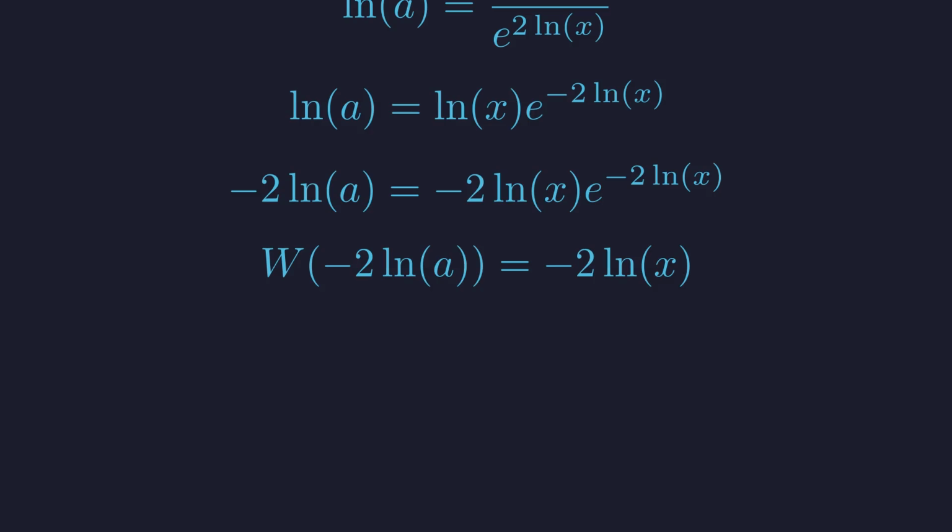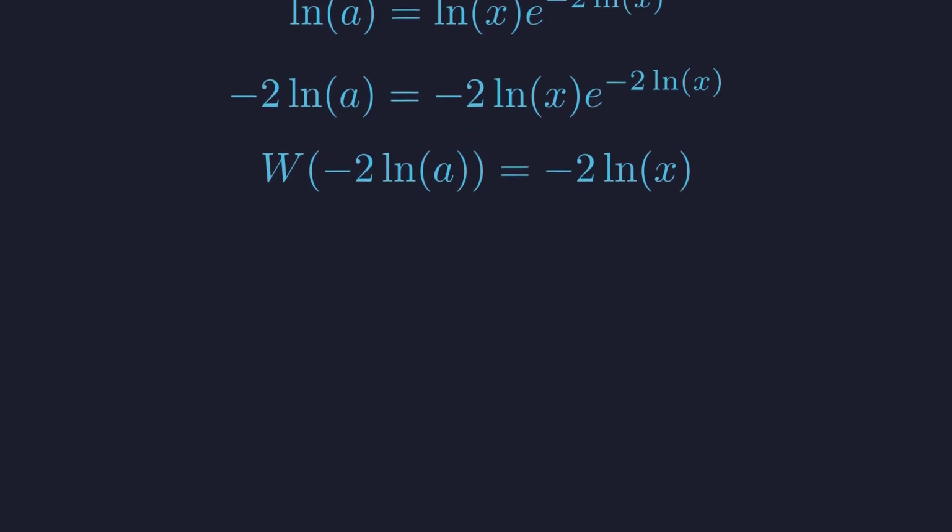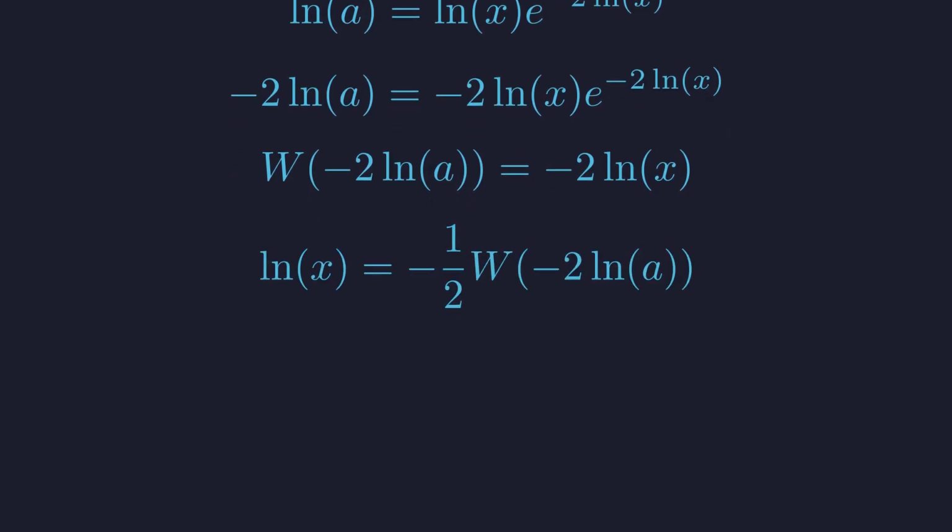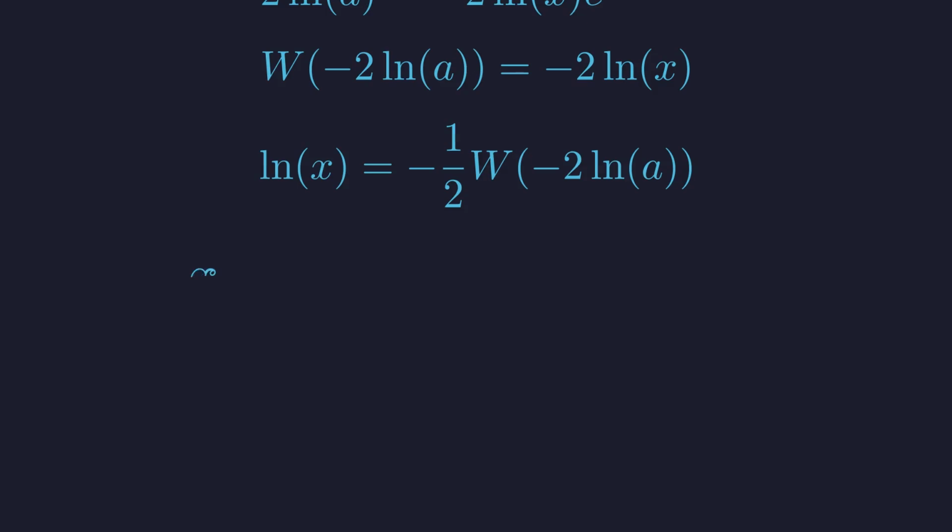With the equation in the correct form, we can apply the Lambert W function, which directly solves for the y term. Now we can finally isolate natural logarithm of x. To get our final answer for x, we exponentiate both sides, arriving at the exact analytical solution.